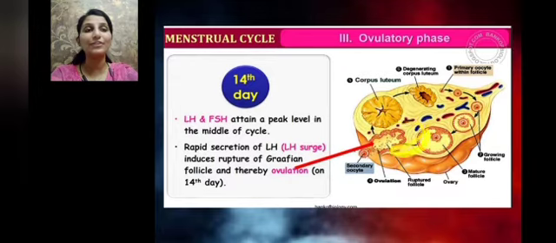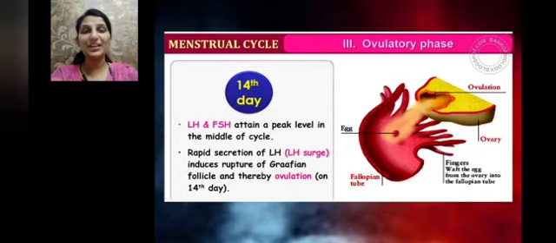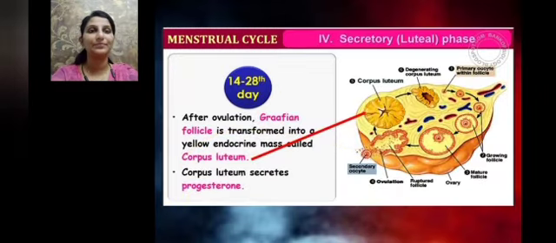We can see the Graafian follicle which has ruptured, and it releases the ovum, and this process is called ovulation. It takes place in the mid of the reproductive cycle, that is on the 14th day of the reproductive cycle. In this picture, we can see the ovum or the egg which has been released by the ovary has been received by the fimbriae of the infundibulum, that is part of the oviduct.